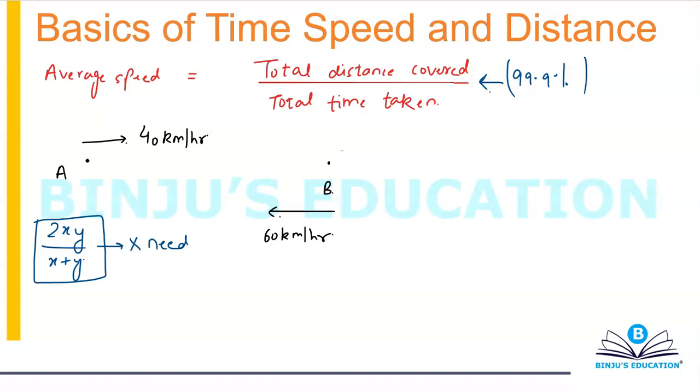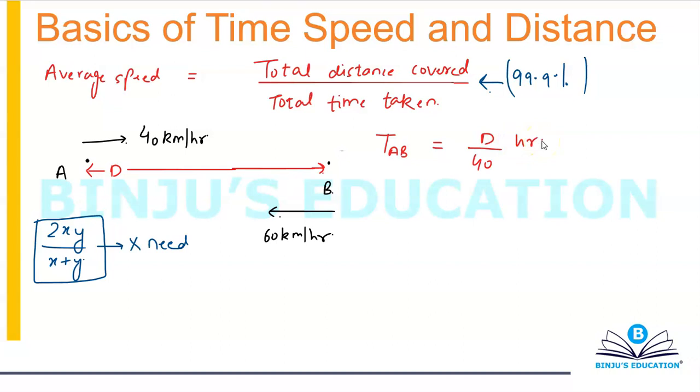Anyway, let's do one thing. Let's consider the distance between A and B to be d kilometers. If I ask you what will be the time taken for a person to go from A to B, can I say that will simply be d by 40?